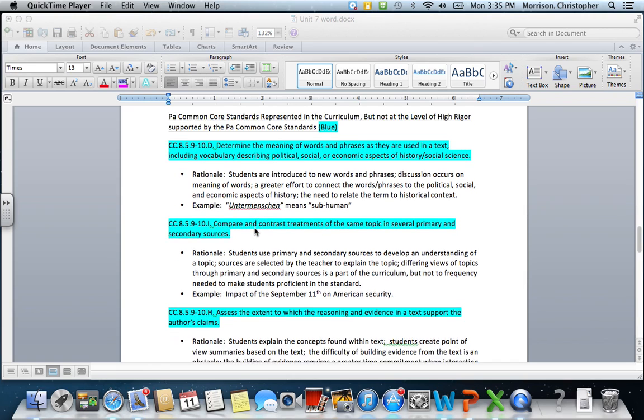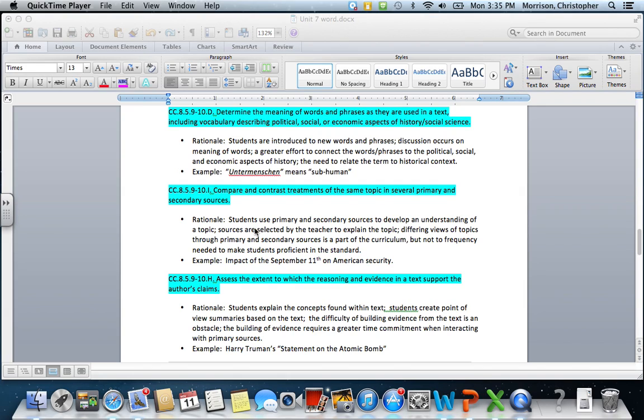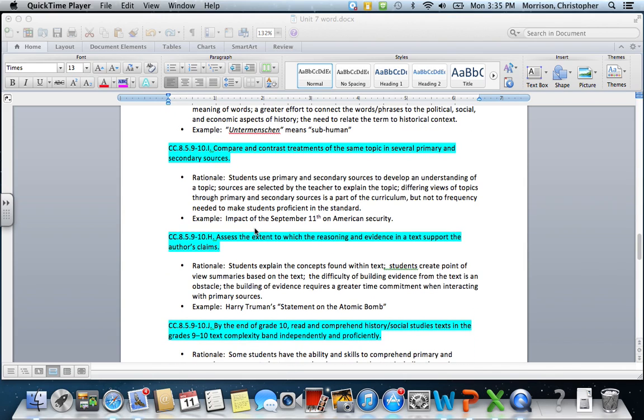The next Common Core standard, letter I: compare and contrast treatments of the same topic in several primary and secondary sources. Rationale: students use primary and secondary sources to develop an understanding of a topic. Sources are selected by the teacher to explain the topic. Differing views of topics through primary and secondary sources is part of the curriculum, but not at the frequency needed to make students proficient in the standard.